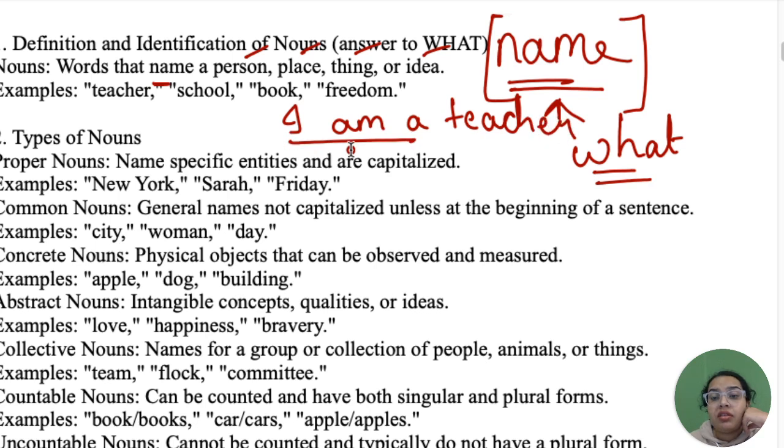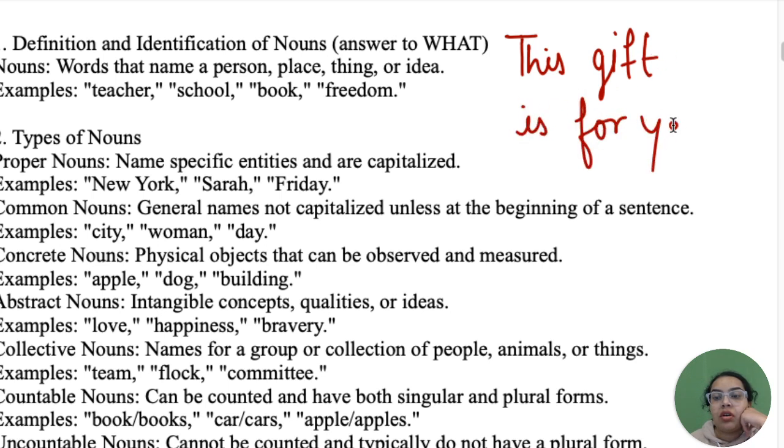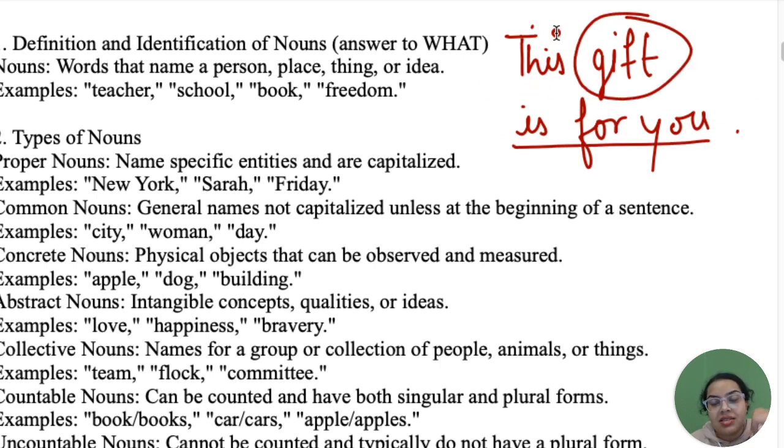I am a what? I am a what? Answer is teacher. There you go. That's the noun. Okay, another example. Gift is for you. What is for you? Ask what is for you? Gift. This is something else. We will do it later, but gift is the main. So that is how you check it.